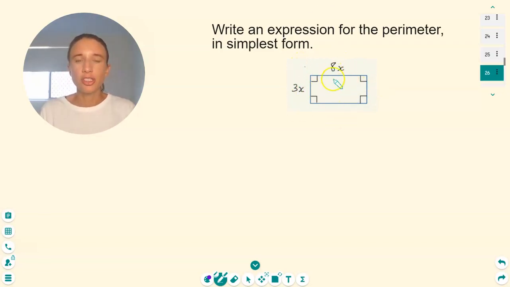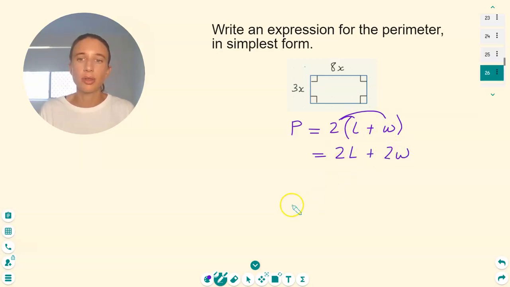Okay, so to start with, just always start with a formula. Perimeter of a rectangle, you can add up all the side lengths, or you can do this one, 2 times length plus width. Or in other words, if you want to expand it, if that looks easier, 2L plus 2W. All right. Now, what is the length of this rectangle?